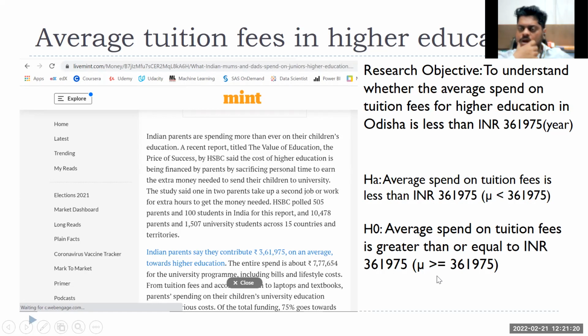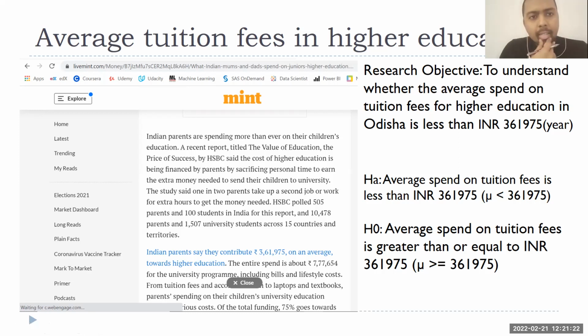Yes, Harsh Prakash. Sir, if in this statement I want to prove that the average spend on tuition fee is greater than or equal to INR... So that's what I want to prove. In that case, you cannot prove greater than or equal to. You can prove greater than. Yes, sir, greater than. So in that case, that will be the alternative hypothesis for me. And the reverse will be this one. Okay, sir.